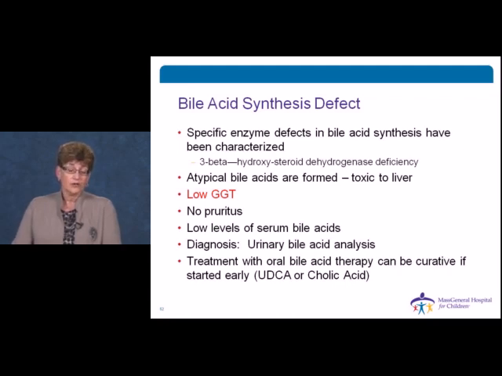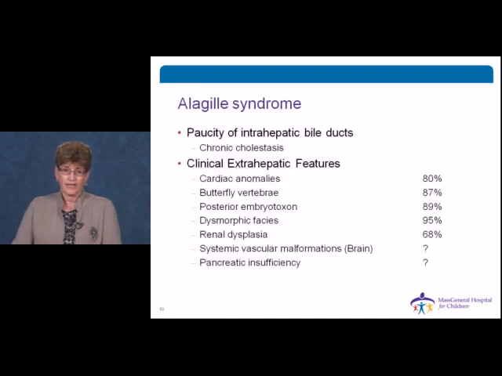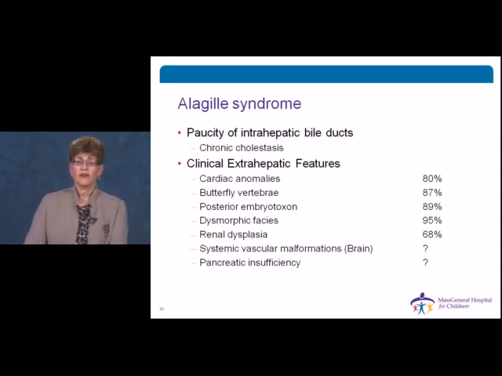Ursodeoxycholic acid has been used, and more recently, other bile acids, such as cholic acid, have been shown to be even more effective for the management of the synthesis defect. And so now we're coming to the third of the intrahepatic cholestatic syndromes, Alagille syndrome, which is part of that 25% that we saw before, causing cholestasis.